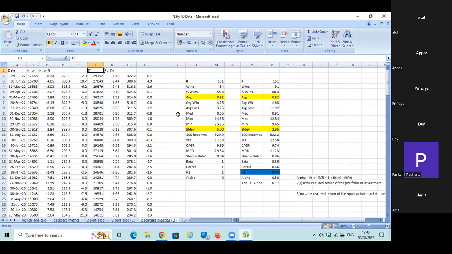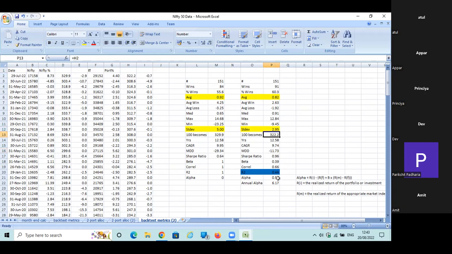Now, what happened here? P are your metrics, and M is benchmark Nifty. The CAGR is the same. 9.95 versus 9.74. Your maximum drawdown has improved drastically, right? Your 100 is the same. There's not much difference. 329 versus 322.